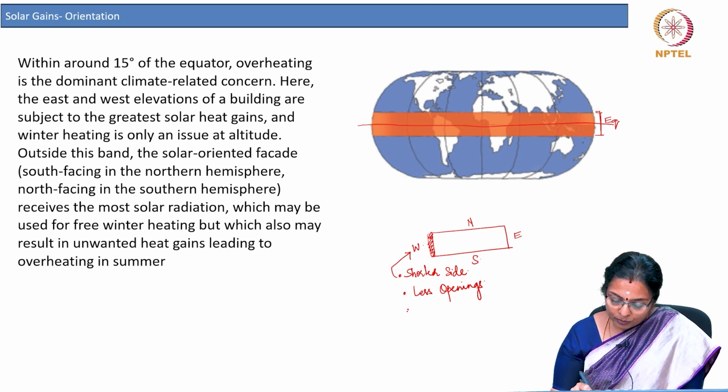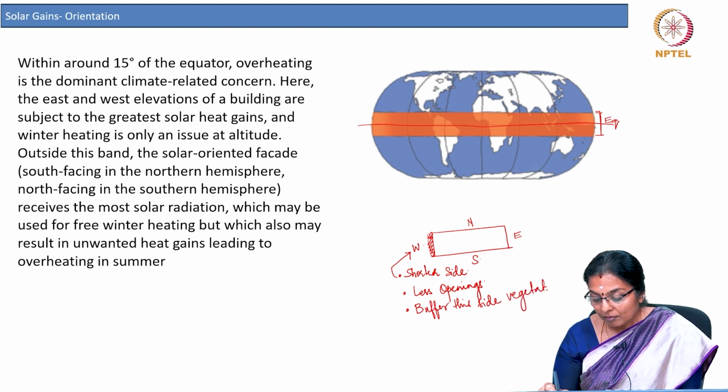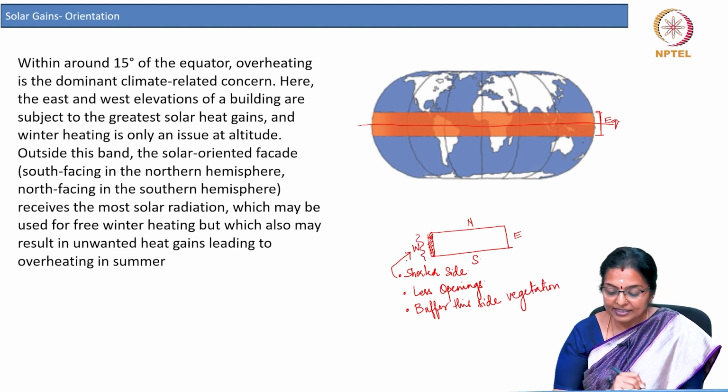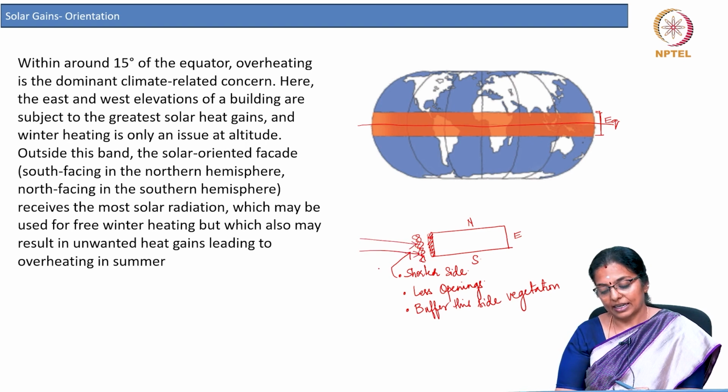Also, what you can do is you can buffer this side with adequate vegetation, so that it sort of creates a barrier. There is a barrier which is created, and you can use that barrier to prevent the solar radiation from entering inside.